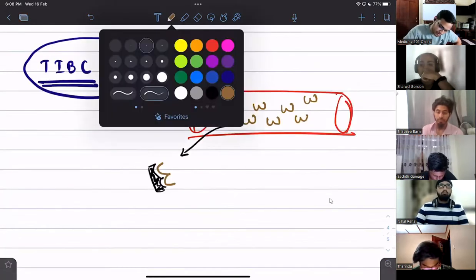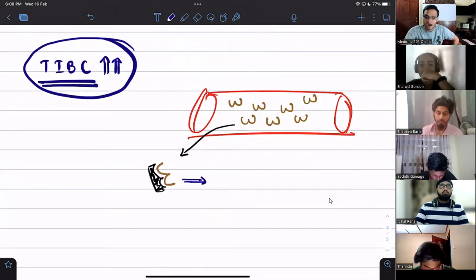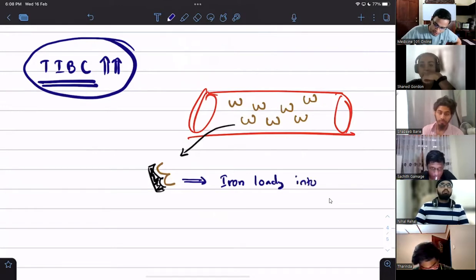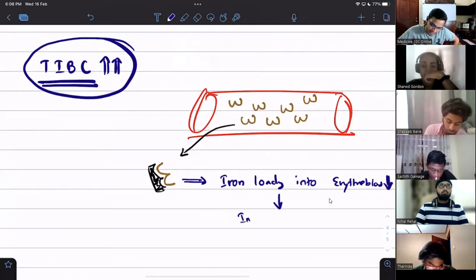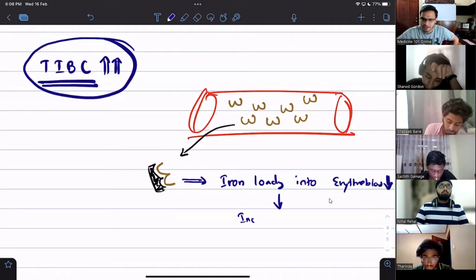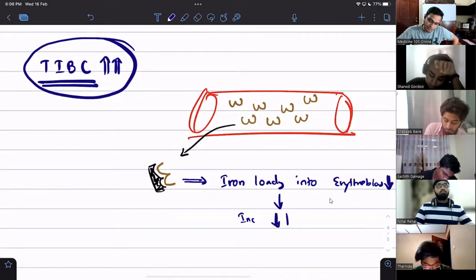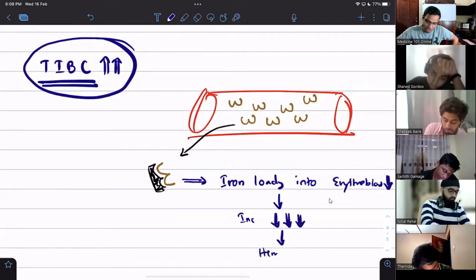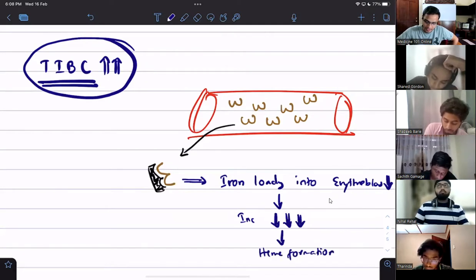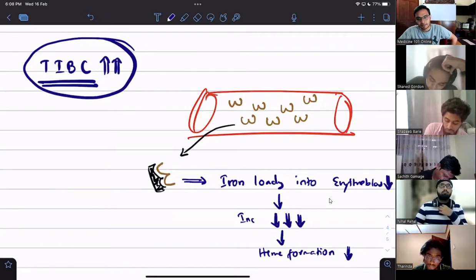So eventually, what is happening, guys? Iron loading into the erythroblast is going to be less. If that is the case, incorporation of ferrous iron into the protoporphyrin ring reduces, you all can write this down. If that is the case, heme formation reduces.